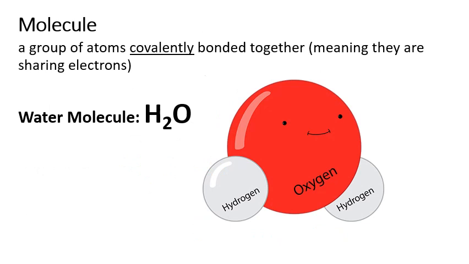A more technical definition of a molecule is a group of atoms that are covalently bonded together. We'll learn more about that in future lessons, but covalent bonding just means that they're sharing electrons. Our example here is H2O, water. We have an oxygen atom in the middle and hydrogen atoms on either side, and between them they're sharing electrons.